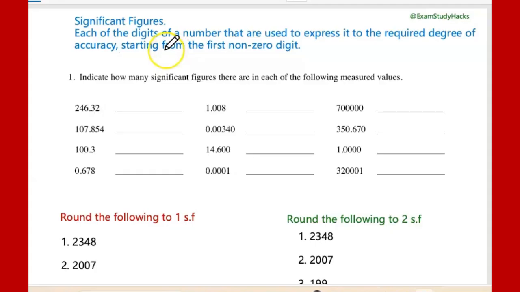In this video, we'll be looking at significant figures, and it simply means each of the digits of a number that are used to express it to the required degree of accuracy, starting from the first non-zero digit. The key word here is non-zero digit, first non-zero digit. So you're going to pay attention closely to this.